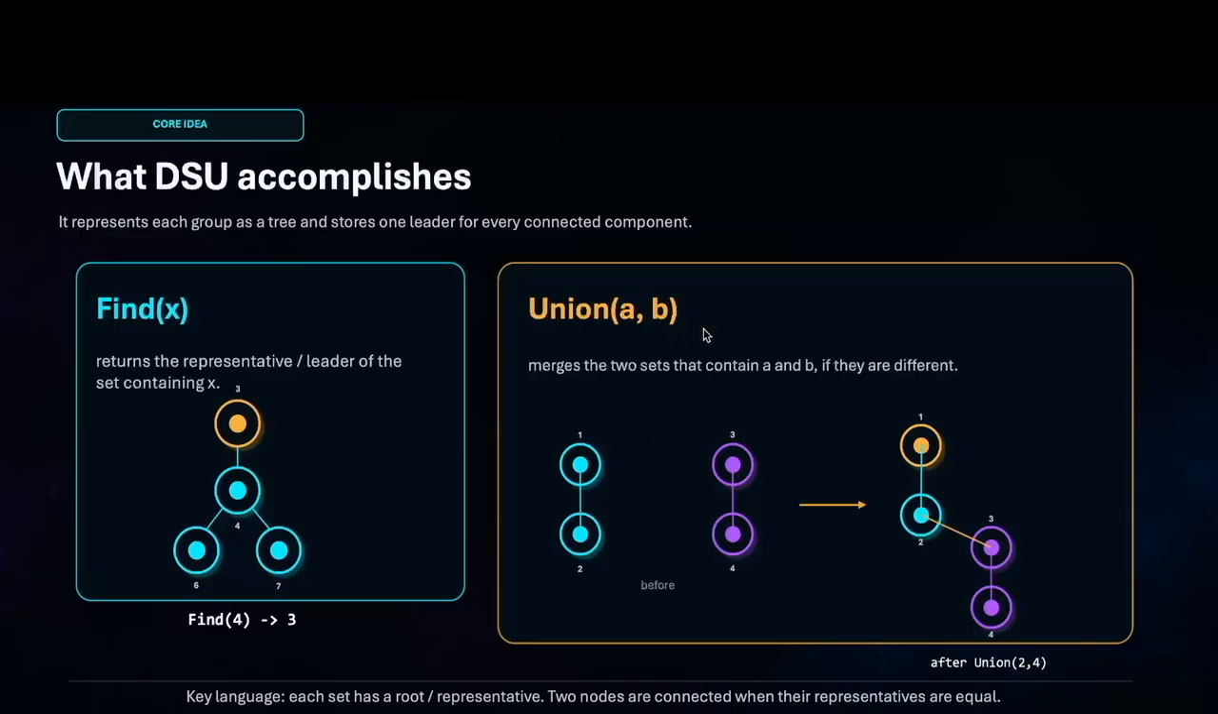The second operation is union of A and B. It merges two trees that contain different nodes. Look at the before and after on the slide. Node 1 and node 2 form one tree, and node 3 and node 4 form another tree before the union operation. After calling the union of 2 and 4, they become one single tree with a shared root 1. The key rule is simple. If two nodes share the same root, they are in the same group. If their roots are different, they are not. This single rule is the entire foundation of how DSU works.